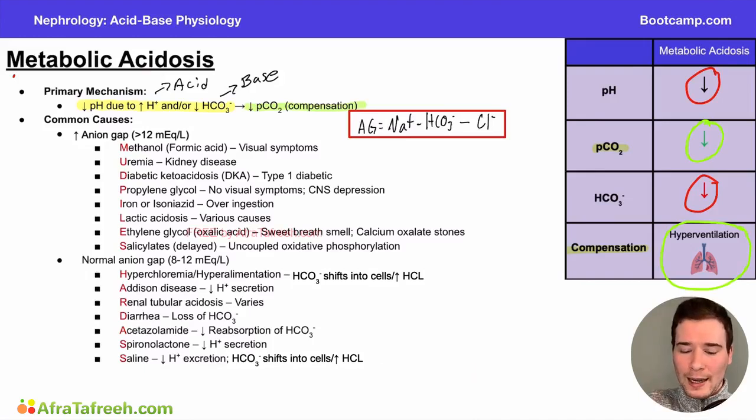We can have an elevated anion gap, which means it's greater than 12 milliequivalents per liter. In addition to the elevated anion gap, you can also get a normal anion gap, sometimes called a non-anion gap metabolic acidosis, which is between 8 and 12 milliequivalents per liter.